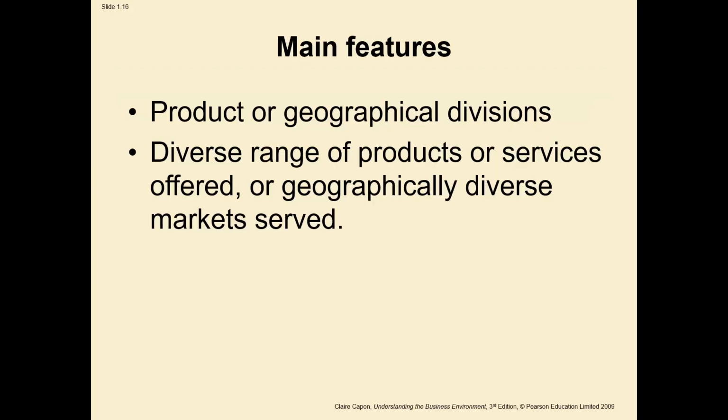It can be organised, as we said, on a product or geographical basis. It allows a diverse range of products or services to be offered, or geographically diverse services, and it allows you to specialise in this area. For example, business culture or customer tastes in the Far East, in China and Japan, could be significantly different from those in the United States.